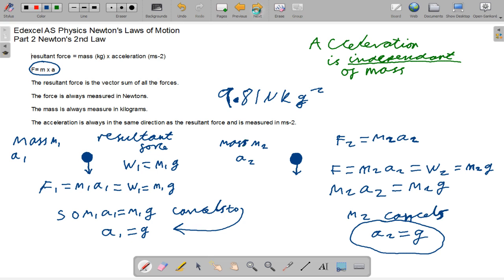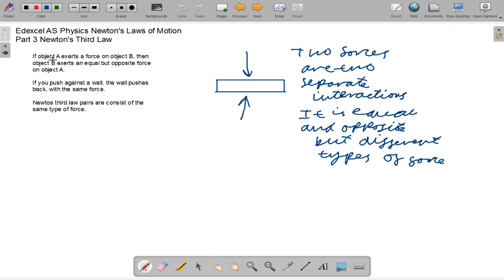So we'll move on to Newton's third law, and this is where you can easily get confused with Newton's first law. If object A exerts a force on object B, then object B exerts an equal but opposite force on object A, and that is what Newton pretty much said. If you push against a wall, the wall pushes back with the same force. Newton's third law pairs consist of the same type of force.